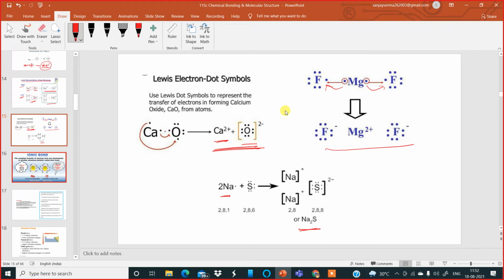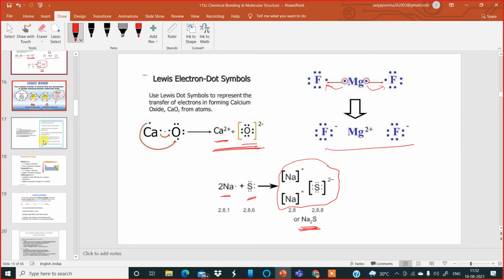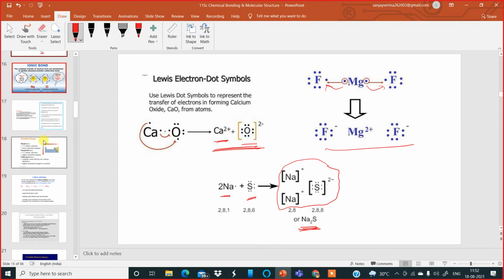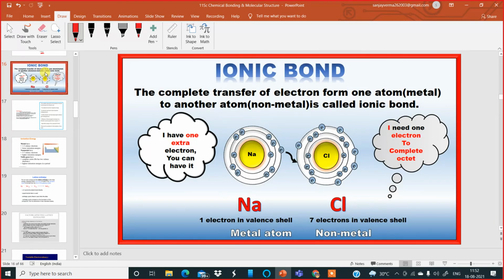Then sodium sulfide over here. Two sodium atoms transfer one electron each to the same sulfur, both the electrons to the same sulfur, and that's why you get Na2S. So this is the Lewis structure for sodium sulfide. Okay, are you getting the idea clear, my dear boys? Are you getting it? The Lewis structures. Now let us look at ionic bond.